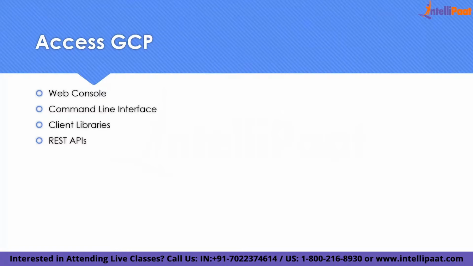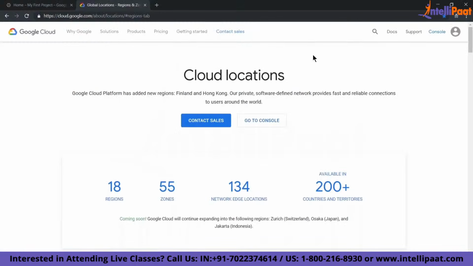So what we'll try to do is access these two resources, compute and storage, using four different options. The first one is web console, then command line interface, which is more towards command line, client libraries, and REST APIs. We'll see all the four options, with a few demos of how to create a virtual machine and how to create a storage. Before that, we need to have some basics of Google's stuff. They call it regions.